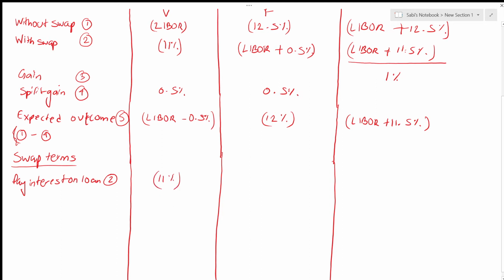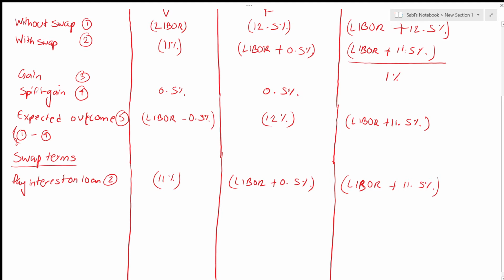Because now you are paying interest on the one with swap, right? So with swap, and here it will be LIBOR plus 0.5%, right? With swap you have to take, okay? I'm repeating. Don't go and take the first one without swap, right? So here it will be LIBOR plus 11.5% again in bracket, right?